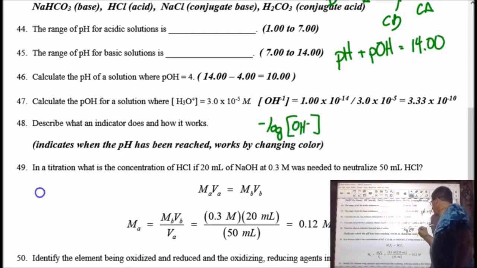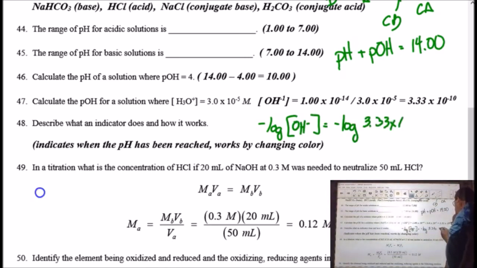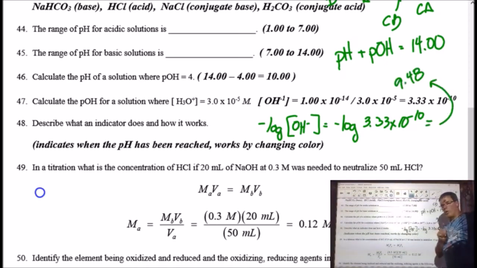Boom. And so in this case, negative log of 3.33 times 10 to the negative 10. That's going to be a number between 9 and 10. So negative log, negative, so 9.48. Okay, so equals 9.48. Now again, remember, always show your pH with 2 decimal places. Okay. All right.